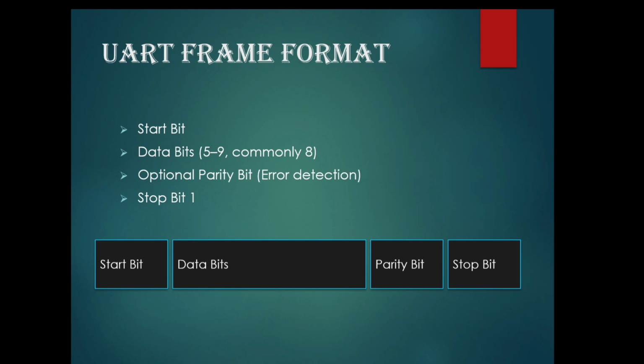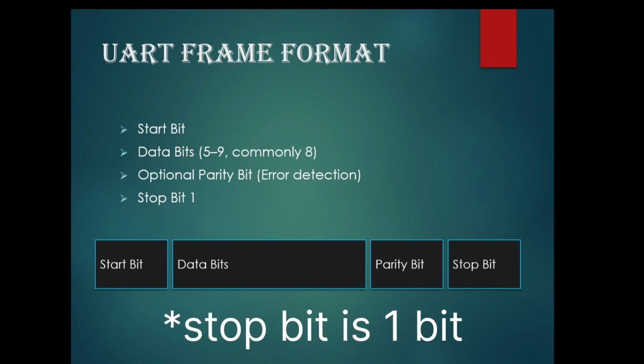And this is the frame format of UART. First is a start bit, and after that data bits of 5 to 9 bits. Commonly we use 8 bits, which is 1 byte. The third one is the parity bit. It's used for error detection, and if it's not configured, then we have to select none. If we want to use even parity, we configure 1 including the parity bit, and 0 for odd. It counts the zeros and ones in the data, and after that a stop bit of 1 bit.